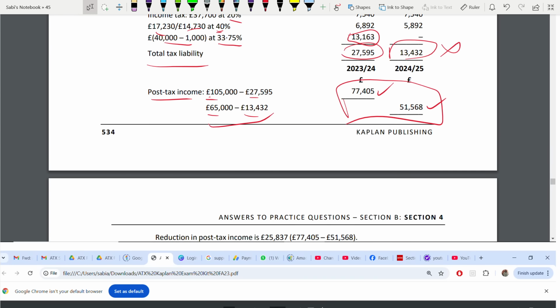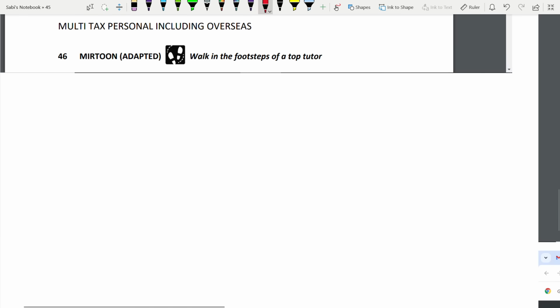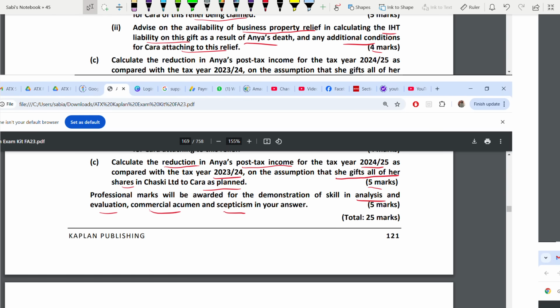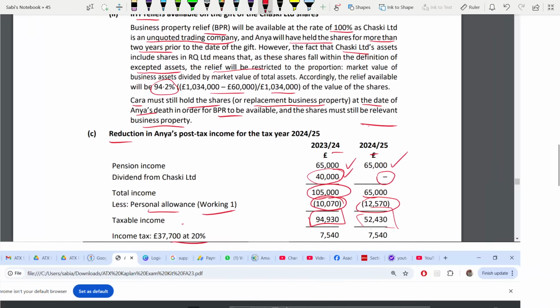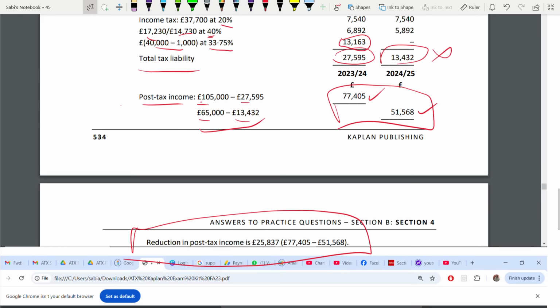Even this is not the final step. The final step is this one. They asked you once again, I'll take you back to the requirement. Reduction in their post-tax income. How much post-tax income has reduced in this tax year compared to previous? That means you have to compare the two things. So 2024 it was this. Now it has reduced from 77,405 to 51,568. So the difference is your reduction. This is what the requirement asked you, and for this you get 1 mark.